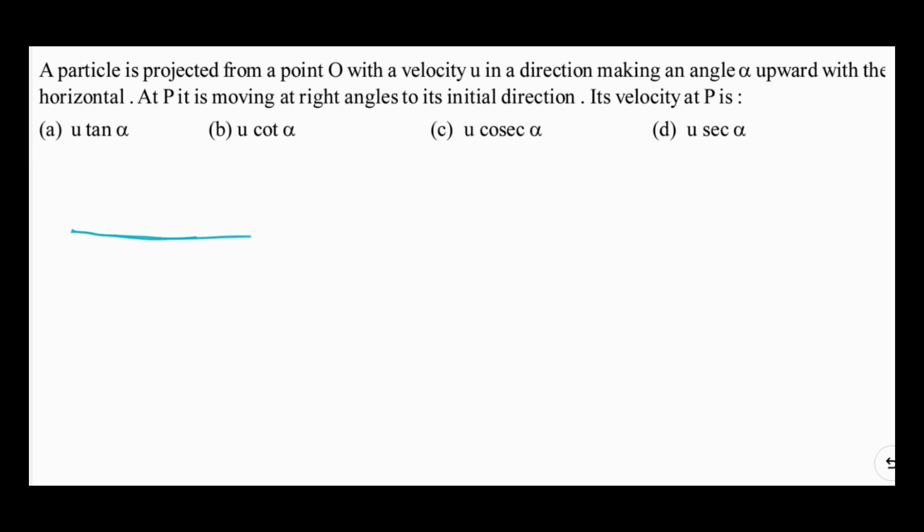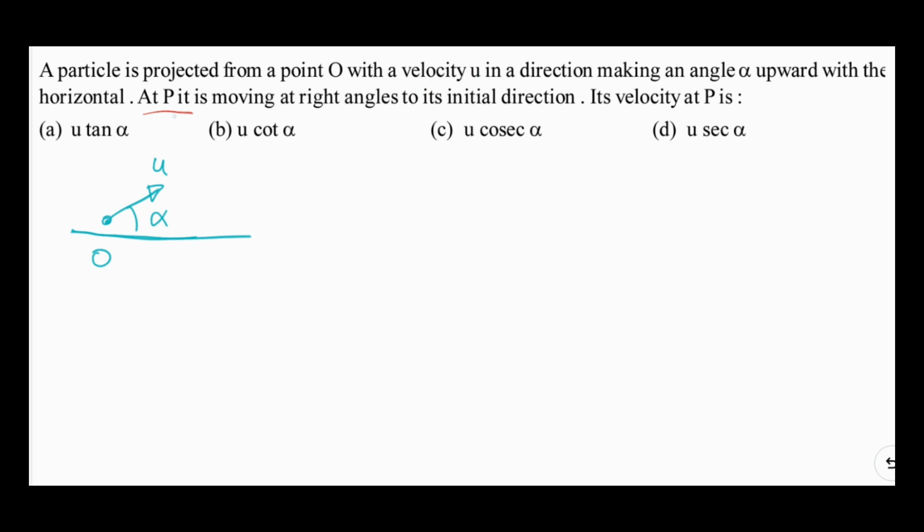Let's say this is horizontal direction. So particle is projected from point O and its angle of projection is alpha. The speed of projection is also given, it is u.